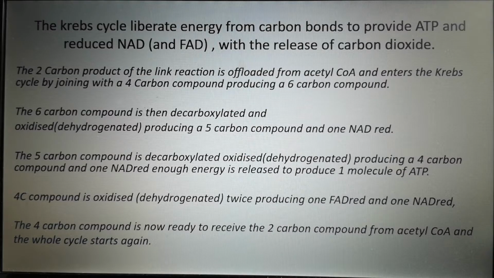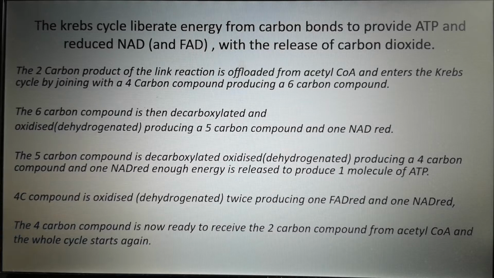So now we've produced all of the reduced NAD and FAD we need. We've produced a little bit of ATP, and we have broken down all of the bonds in our glucose molecule and its products. There's nothing left. There's no energy left in that original glucose molecule.